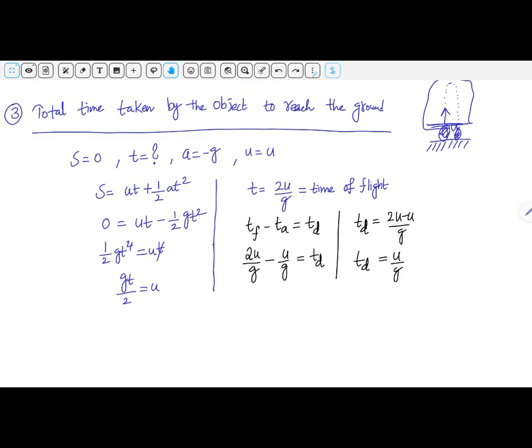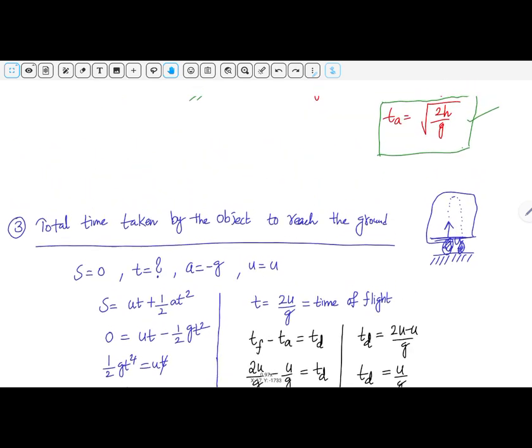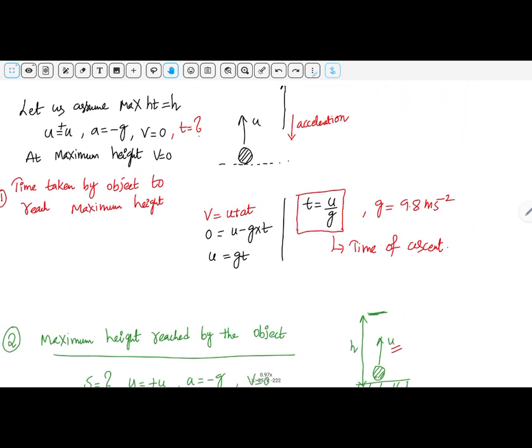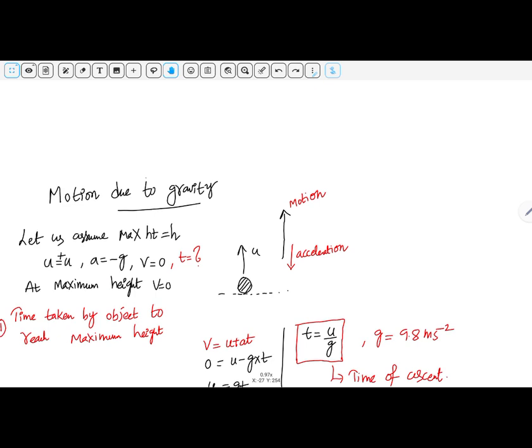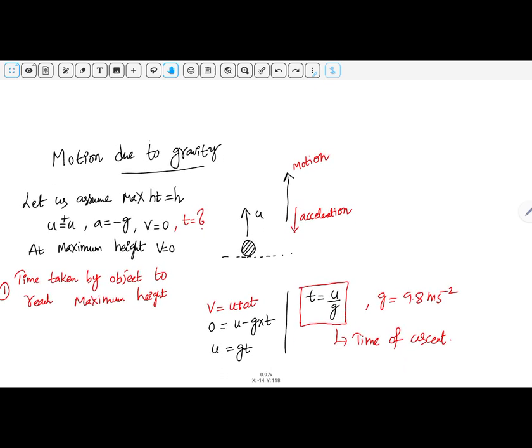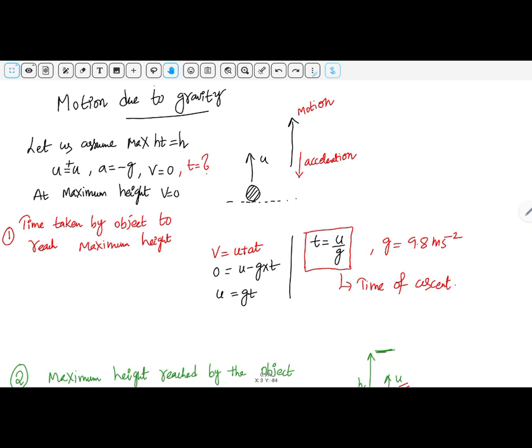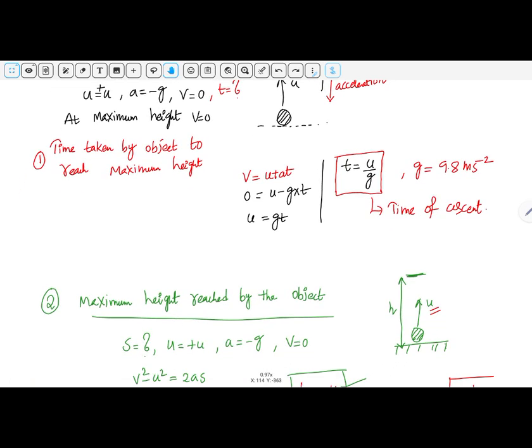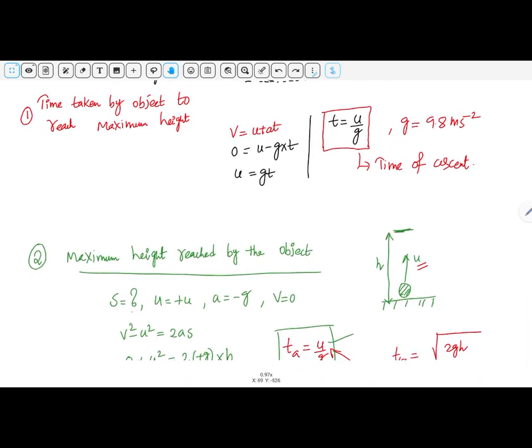So in our previous three videos, we have evaluated some parameters for a particular situation, and that situation is when an object is thrown vertically upwards from the ground with an initial velocity u. For that situation, first we have seen the time taken by the object to reach maximum height, which is time of ascent.